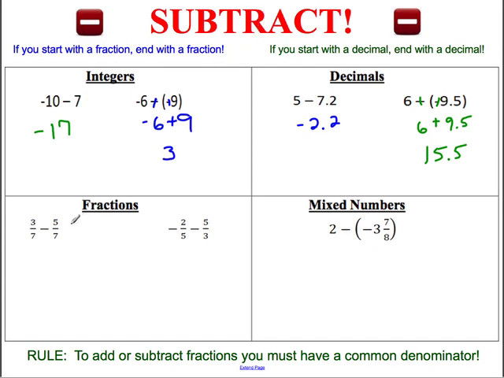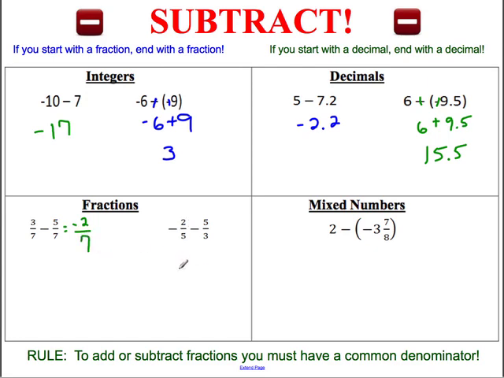Let's take a look at fractions. I like this first one. Why do I like it? The bottom's the same. So same rules here with subtraction. There's 7s, 3 sevenths minus 5 sevenths. So what is 3 minus 5? 3 minus 5 is negative 2. So I'm looking at negative 2 sevenths.